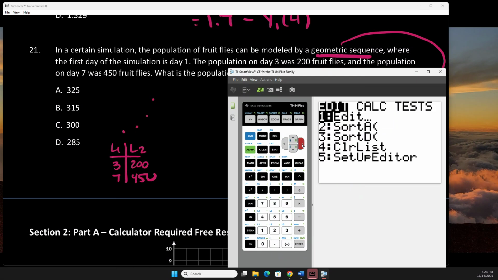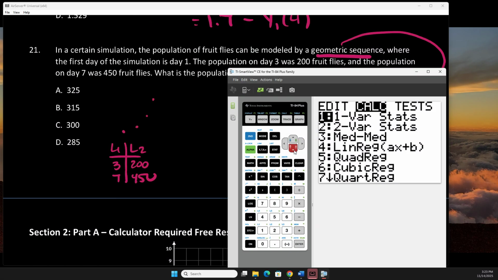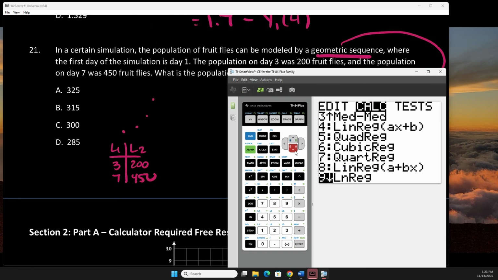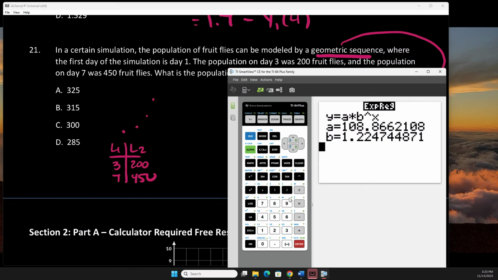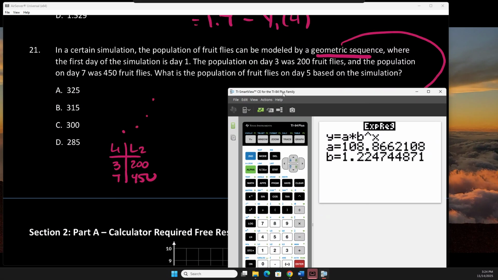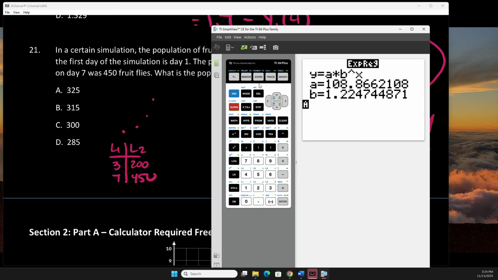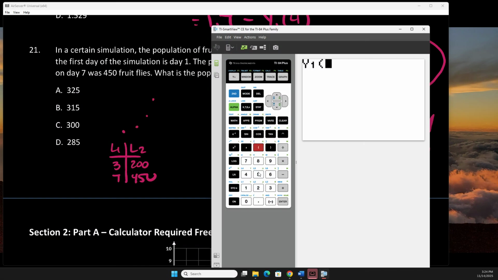All right, and then we're going to go to exponential regression. I went the long way around. We want to store it again because we are going to use it. And we want to find day 5, so that's going to be y1 of 5, which is 300 fruit flies.